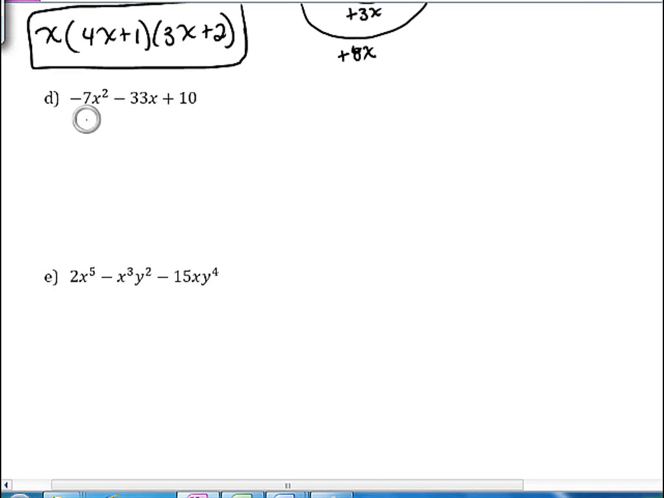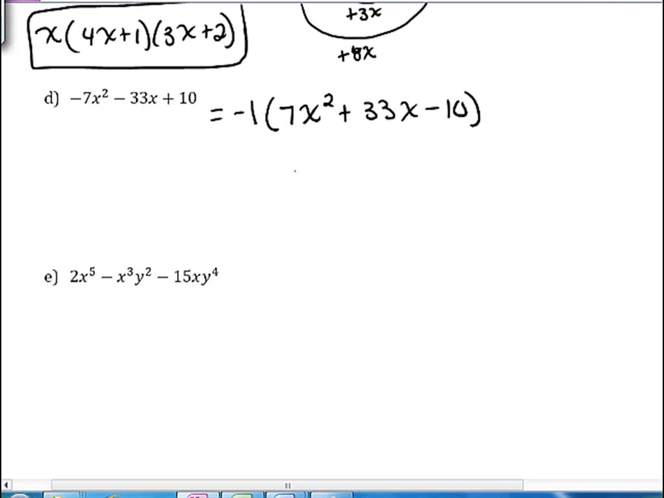Example D is negative 7x squared minus 33x plus 10. I don't like my x squared term to be negative, so I'm going to factor a negative 1 out of this. And when I do that, then it just changes all of these signs. So I'm going to have a positive 7x squared plus 33x minus 10. So again, we're factoring this.